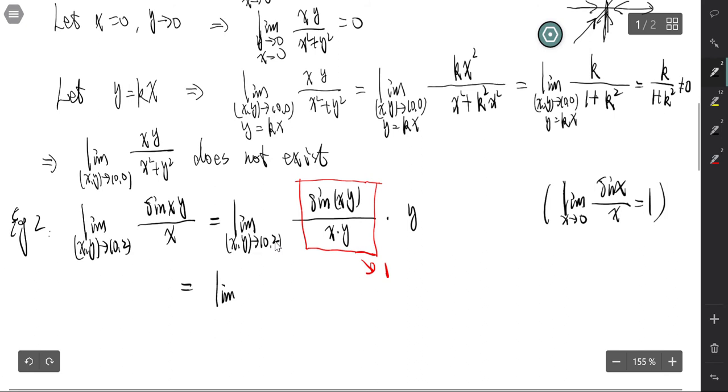like the change of variable. If we use the change of variable, u equals xy. Then xy tends to 0, 2. That means x tends to 0, so x times y tends to 0. That is, u tends to 0. And then y approaches 2.